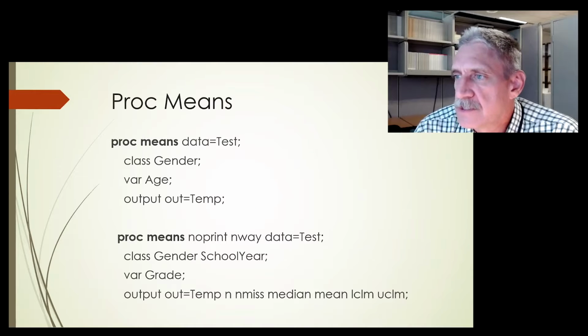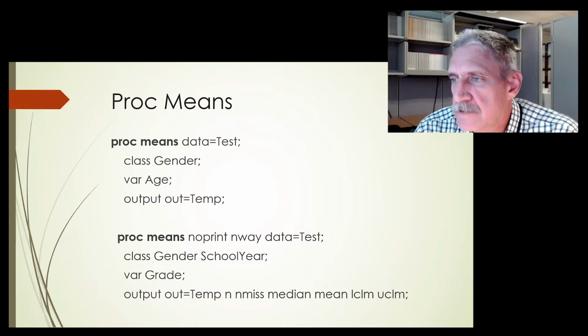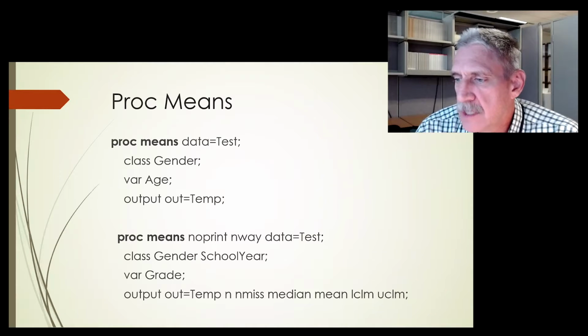So the first one on this example, class gender var age, is going to give you the median age, the mean age, confidence intervals for everyone, and then for each gender. The second one is only going to give the average grade, the confidence interval, the mean and min, max, for grade by gender and by school year, but it's not going to give it for all, and it's not going to break it down gender, grade, or school year grade.